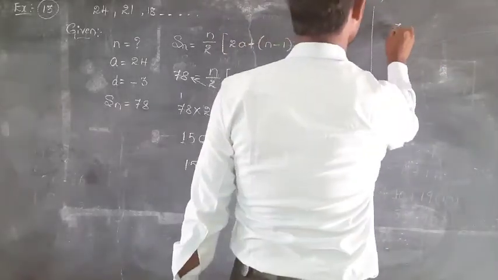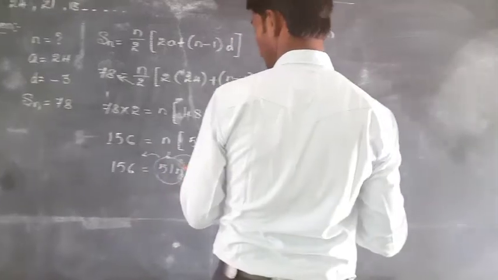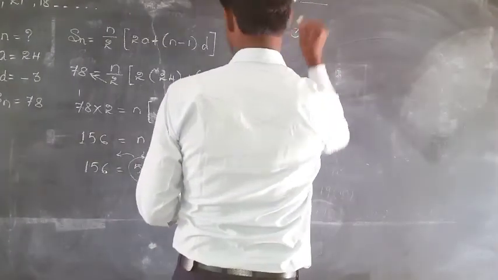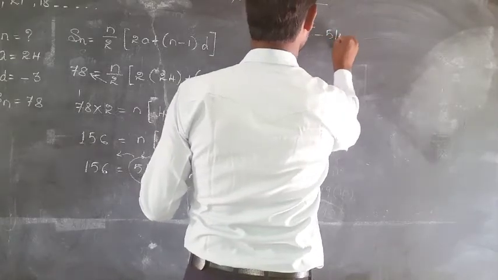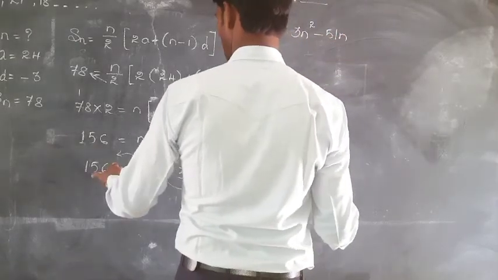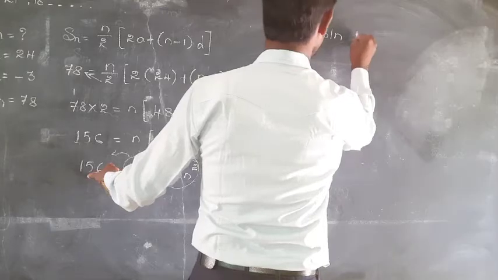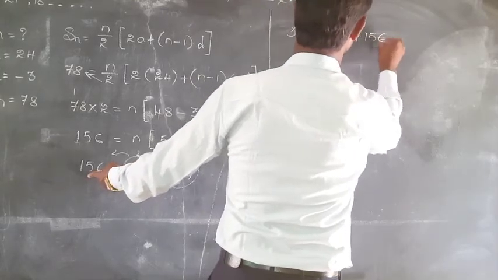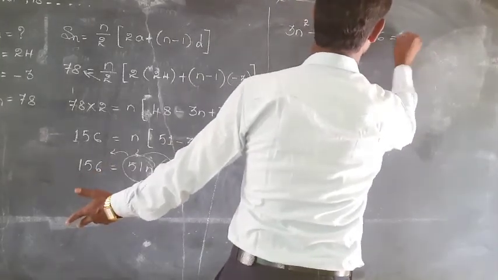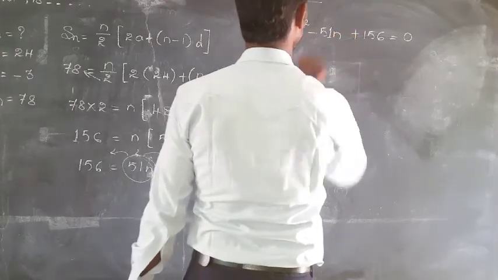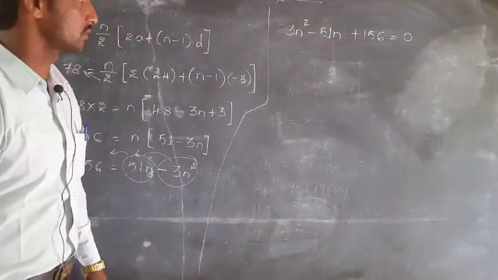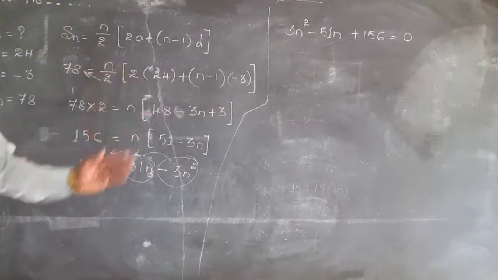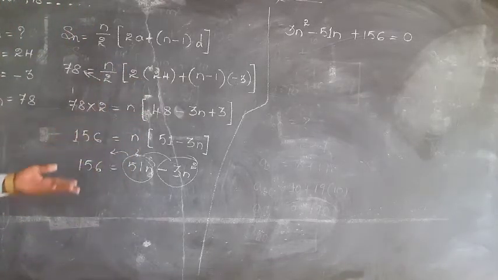That is minus 3n square will become plus 3n square, plus 51n becomes minus 51n, and plus 156, it is like that only, plus 156 is equal to the RHS side, what is remaining? It is 0. So here we have one quadratic equation. So 3n square minus 51n plus 156.